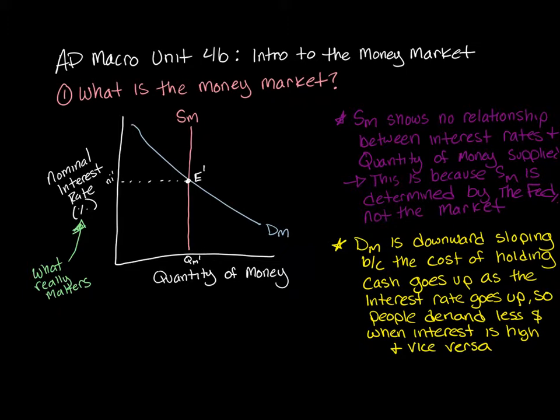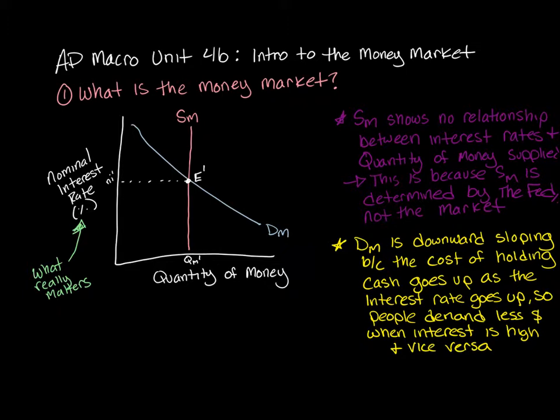And the reason for that is because if the nominal interest rate is high, I can earn a lot more money by keeping my money in an interest-bearing account like a savings account than I can holding it in cash. And so we'll see consumers hold less cash when interest rates are high because the opportunity cost of holding cash goes up when they could be earning high interest.